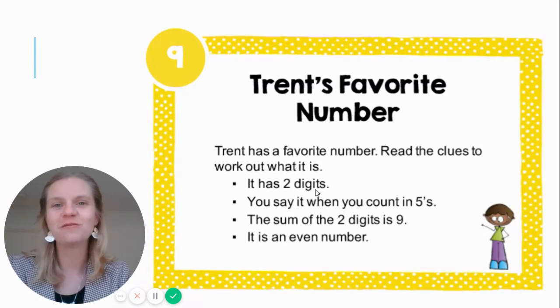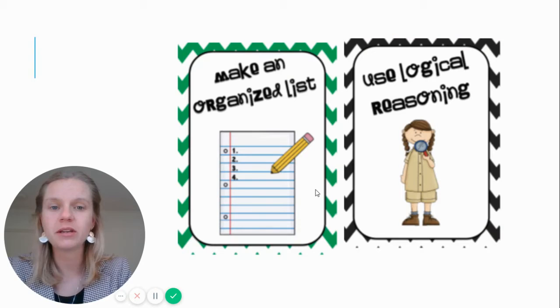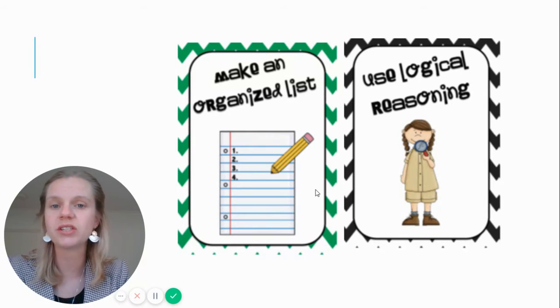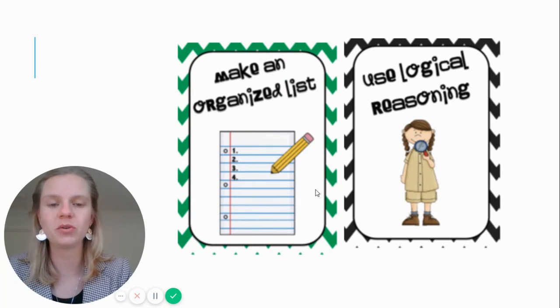Welcome back. Hopefully you've paused and had a little go at seeing if you can figure out Trent's number. If I'm going to be trying to find Trent's favourite number, I would make an organised list and use logic and reasoning. Those are the 2 strategies that I plan to use. So I've checked that I understand the problem and I've made a plan. This is my plan. Make an organised list and use logic and reasoning. Now I need to give it a try.